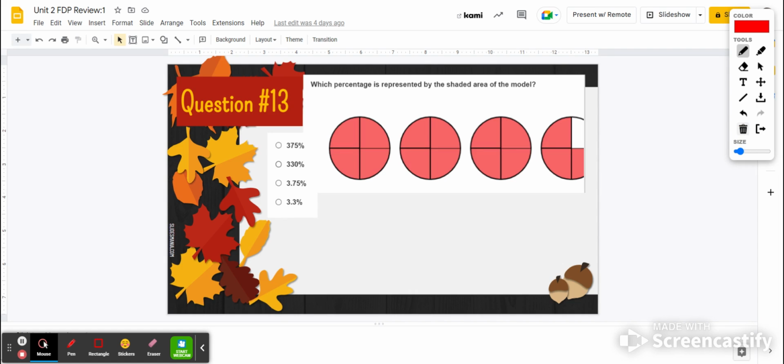Question number 13. What is the percentage represented by the shaded area of the model? We have 1 whole, 2 wholes, 3 wholes, and then 3 out of 4, which we know from the last question meant 75%. So there we go.